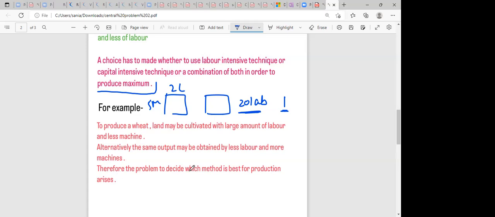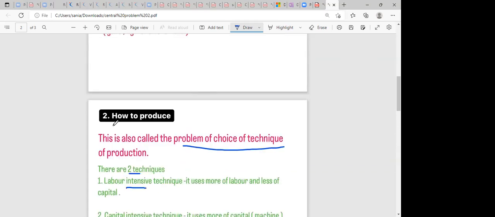So the problem of deciding which method is best for production arises. And once the problem arises, it becomes an economic problem. This problem is known as the problem of choice of technique, and also as the problem of how to produce. Clear?